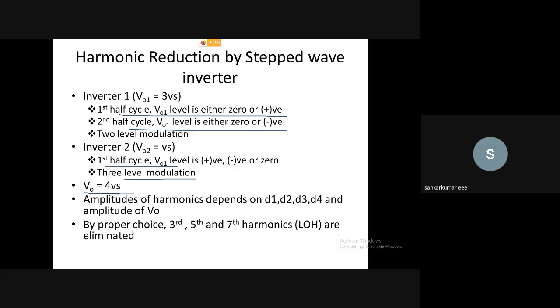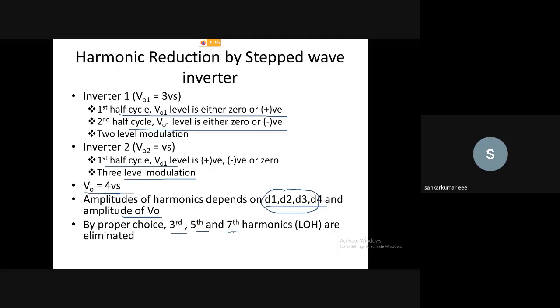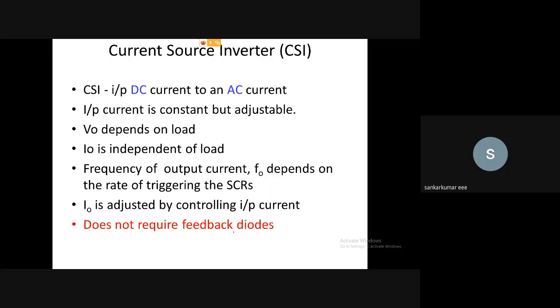The amplitudes of harmonics depend upon the width of the pulses D1, D2, D3 and D4 and the amplitude of V0. So by proper choice of this width, we can eliminate the third, fifth, seventh order harmonics. That is, lower order harmonics can be eliminated. Right? So those are all the harmonic elimination techniques. And now these are the current source inverters.